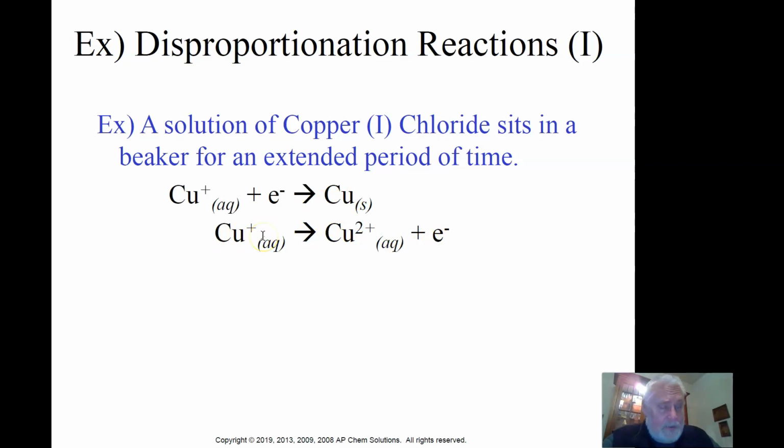So that copper sitting in the beaker, when it's sitting there on the shelf for a long period of time, can do 2 things. That solid copper can eventually come out of there. This is not a fast process. It'll take a long time. That's what they mean by extended period of time, a year or 2. And all of a sudden, that copper 1 chloride is acting like it has some copper 2 ions in it.